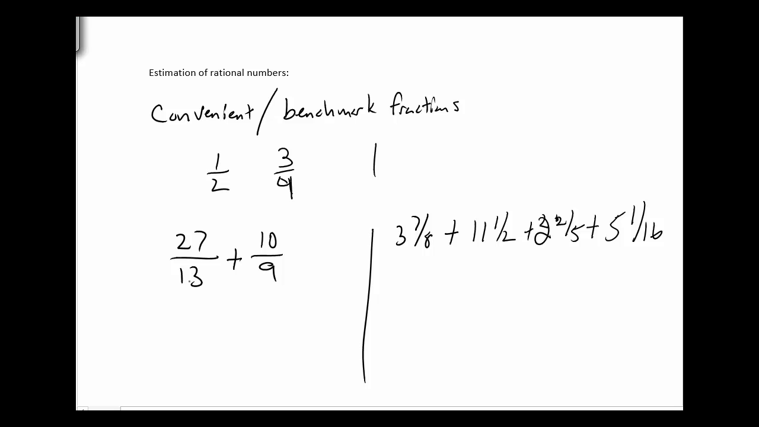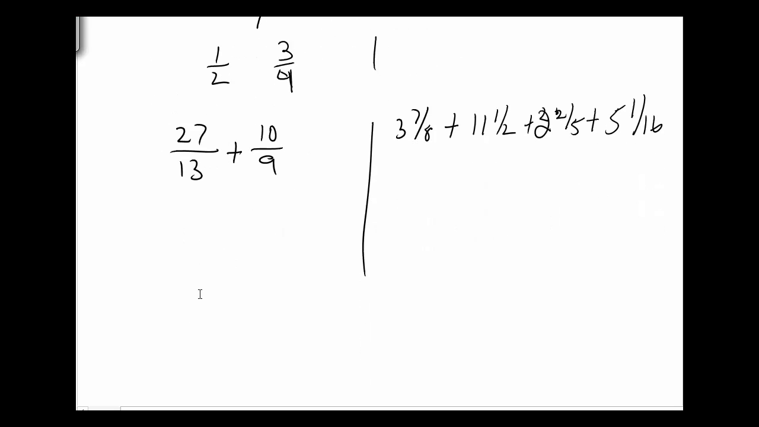So thinking about 27/13, well, if it was 26/13, that's close to 2. So I'm going to pretend that number's 2, and 10/9 is a little bit more than 9/9, so it's a little bit more than 1. So my estimate would be 3, and it would be an underestimate because both numbers are slightly bigger than the number I picked to round it to. But anyway, that works, as I picked something close that was easy to think about in my head.